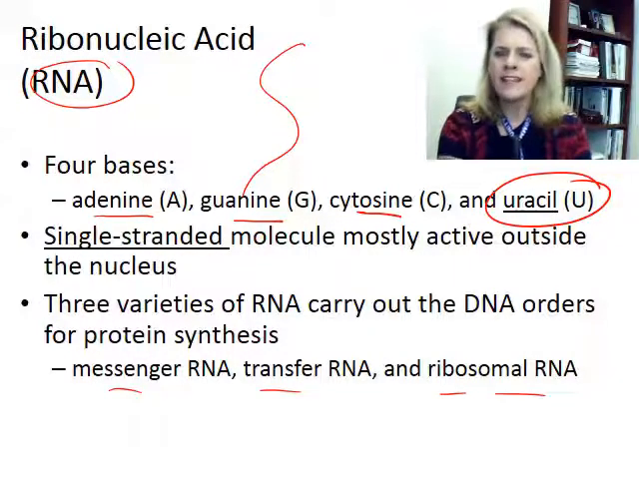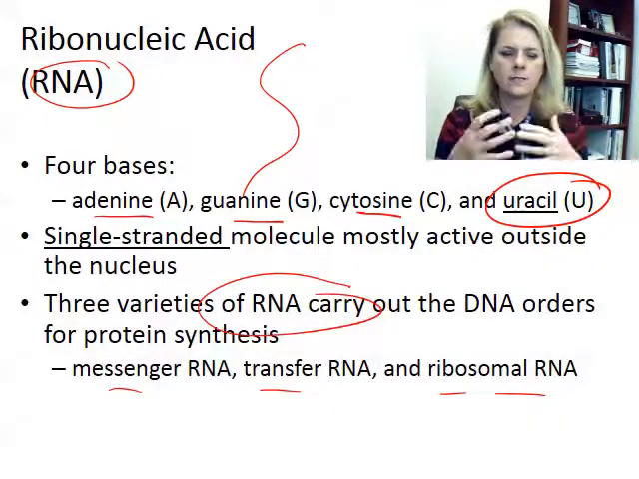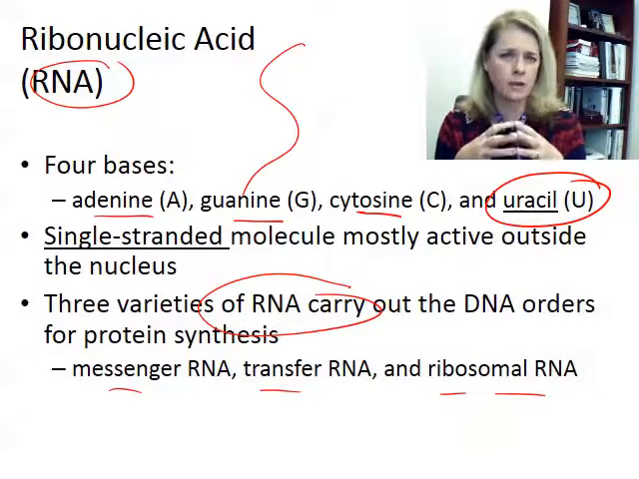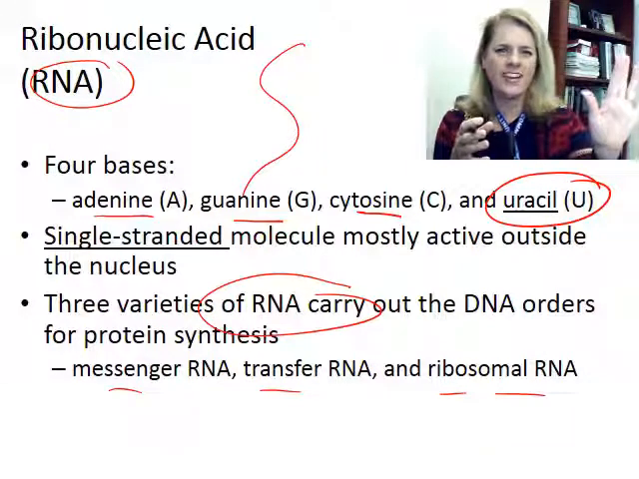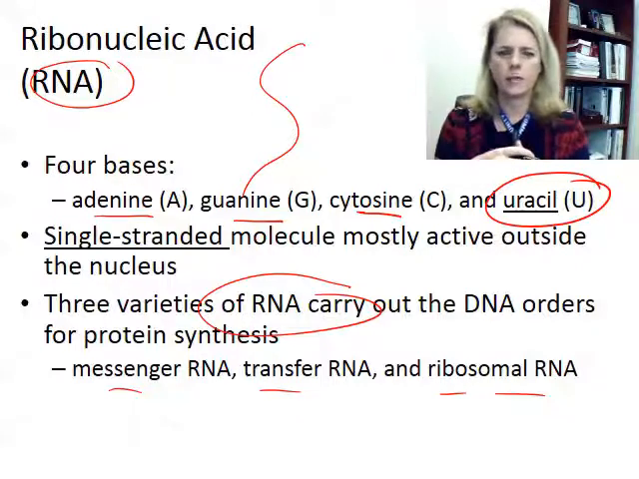So remember, DNA is the blueprint for the protein. RNA actually carries the message, and it plays the more important role in actually making protein. So when we talk about protein synthesis, DNA just kind of stands there and acts as the blueprint, and RNA kind of does all the work in making the proteins. And again, we'll talk about that a little later on.